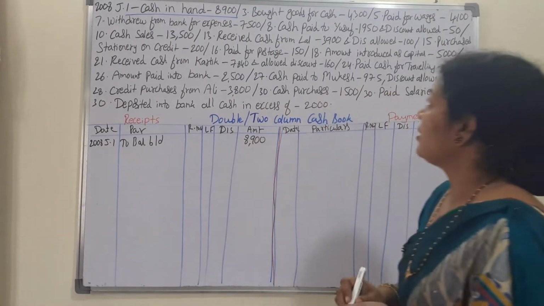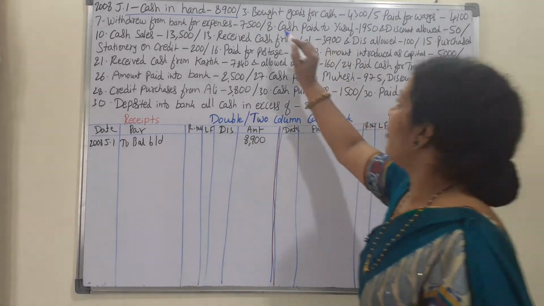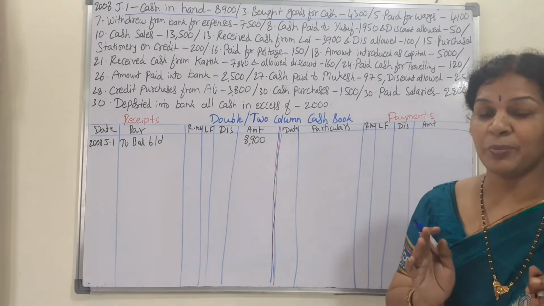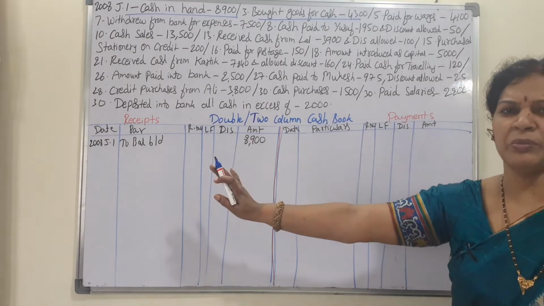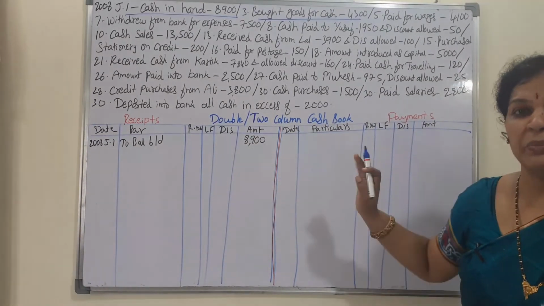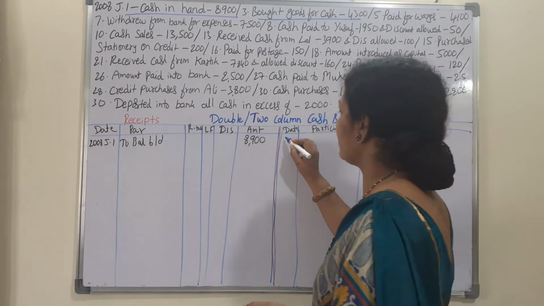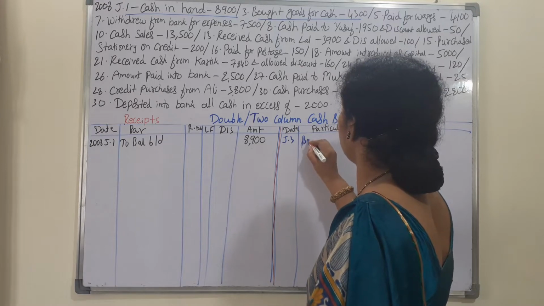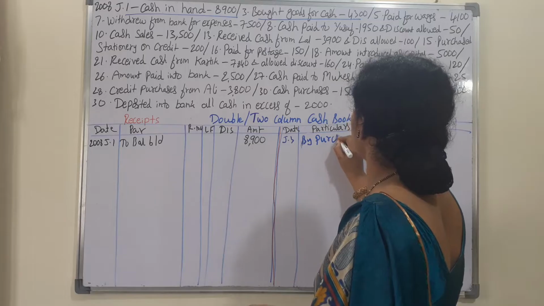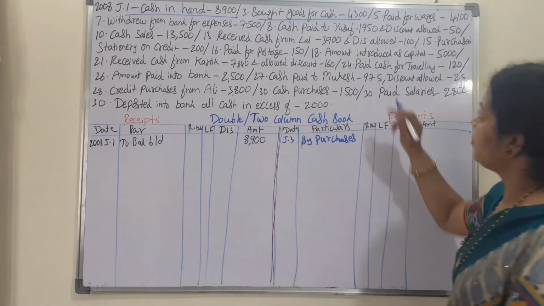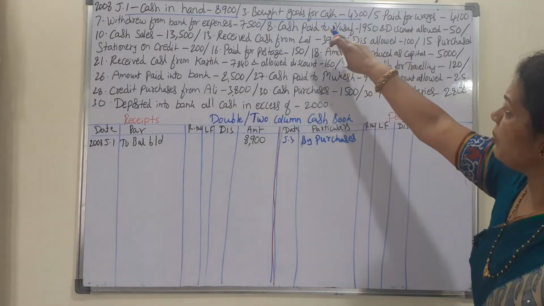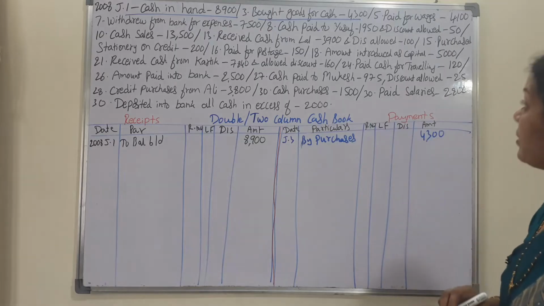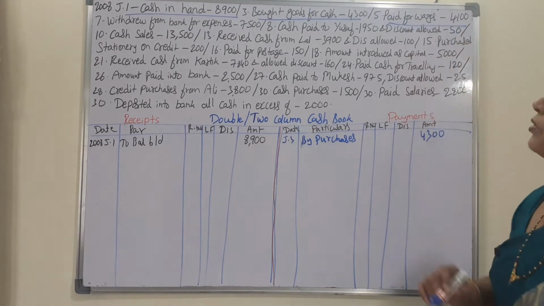Next, on 3rd, bought goods for cash, purchased goods for cash. Whenever you are purchasing, it's a payment. Simply, receipt, debit side; payment, credit side. Purchasing means it's a payment, and payments will be on the credit side. So this is on January 3rd, by purchases, bought goods for cash 4,300.